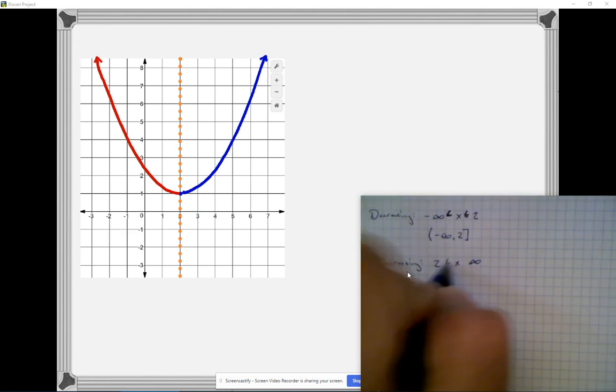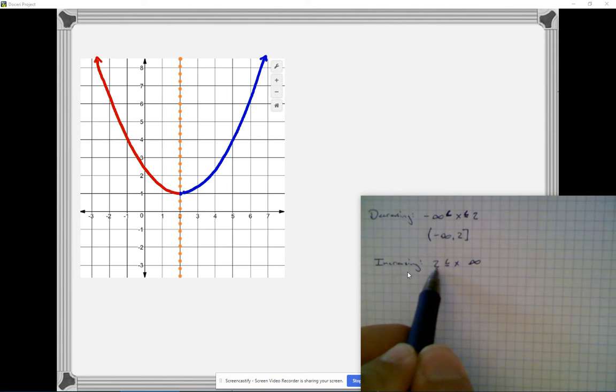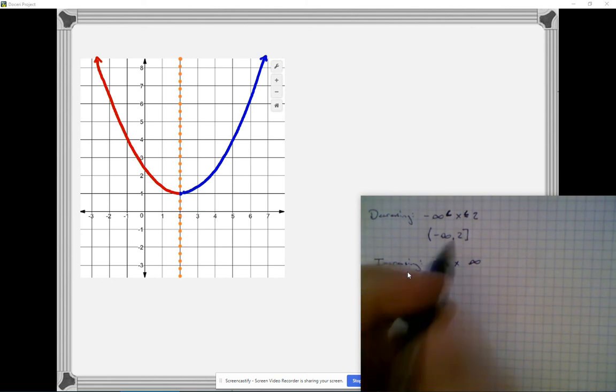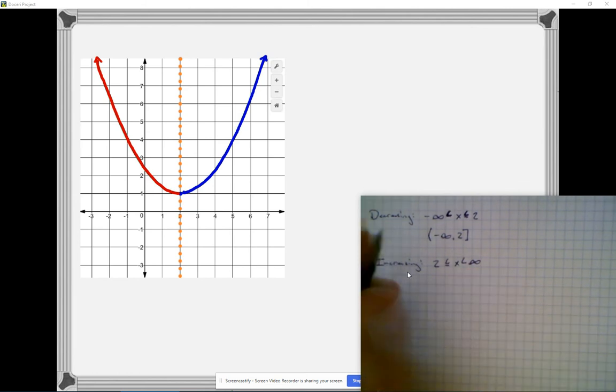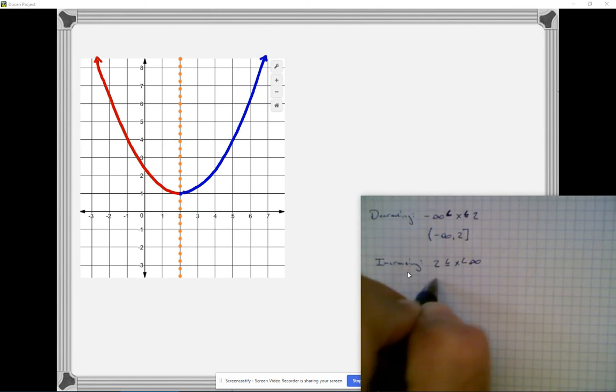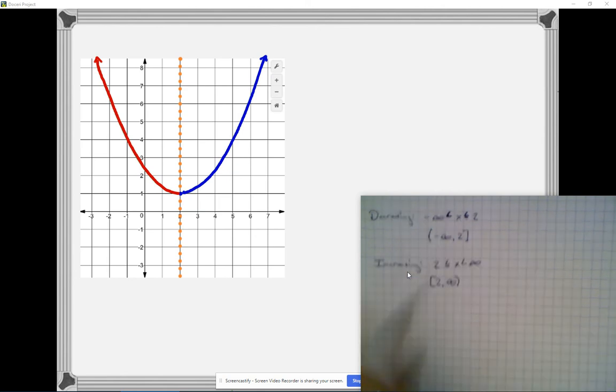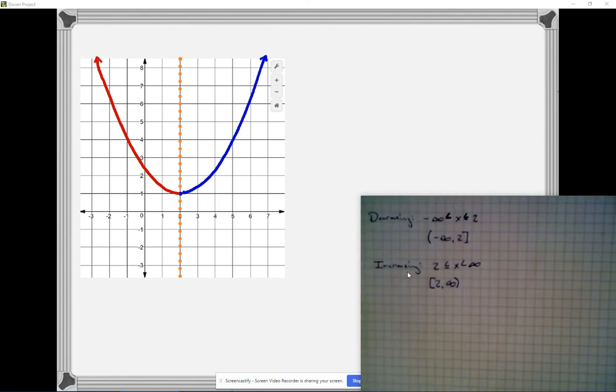We're going to put less than or equal to on this side because it starts going up at 2. We're just going to put less than infinity here because it's just an idea, it's not a number. And then in interval form, it would be 2 comma infinity. We're going to put brackets here and parentheses there for the same reason as I said before.